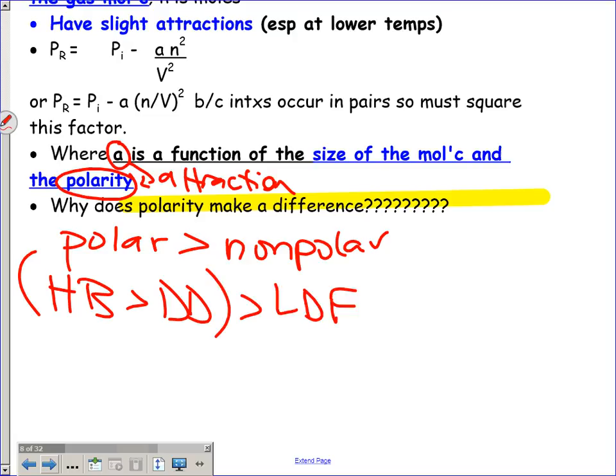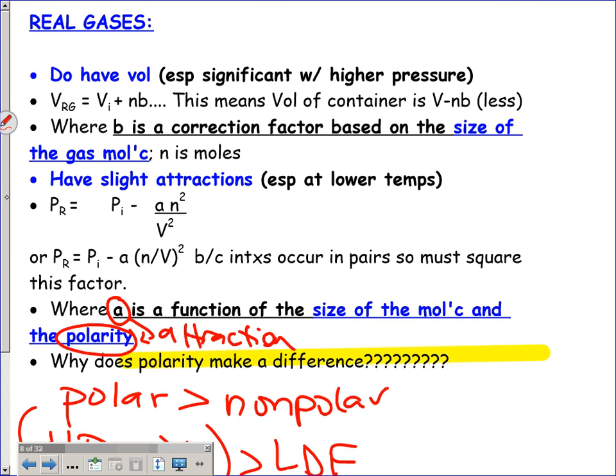So we won't dig into identifying the types of forces too much right now. That's like in the spring, but I at least want to give you that feedback. So the A value is bigger in magnitude with the polar molecules. The B value is based on the size of the molecules, but it's more related to the volume they take up. We usually assume that they're volumeless, but they actually do have volume in a real gas. So B is going to be a correction factor for the volume.